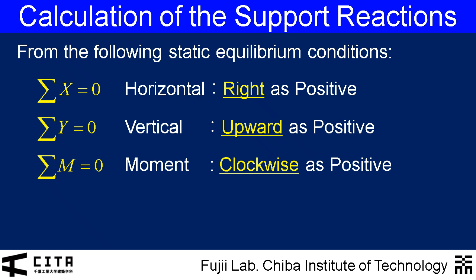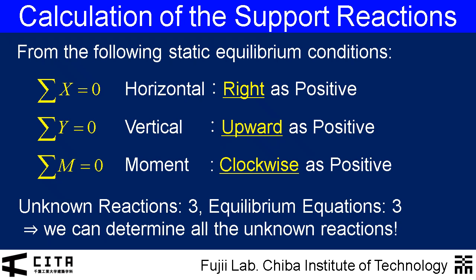Finally, for moments, we choose any point of the beam and apply sigma m equals 0. This means that the sum of the moments of external loads and reactions about the point must be 0. Here we consider clockwise moment as positive. In simple beams and cantilever beams, there are three unknown reactions. Since we also have three equilibrium equations, we can determine all the unknown reactions from these equations.